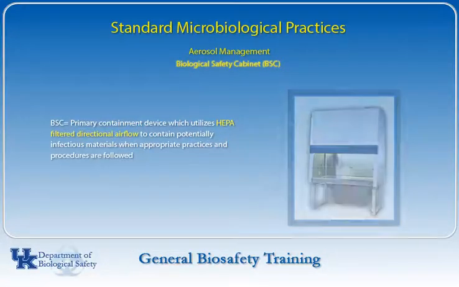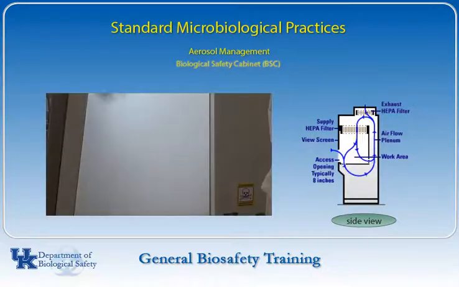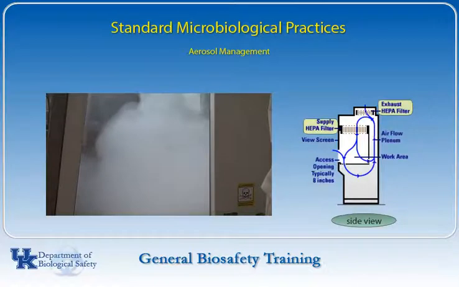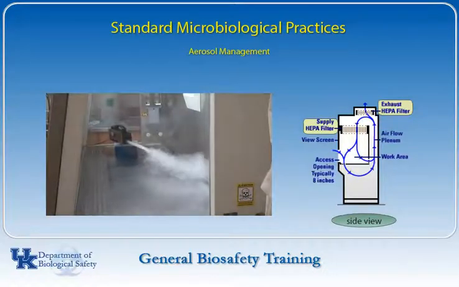common laboratory equipment. The diagram shows a version of the most common type of BSC on UK's campus, the Class II cabinet. A Class II BSC recirculates a portion of the air back into the cabinet, while the remaining portion is either exhausted out of the cabinet, back into the laboratory area, or, in the case of a ducted unit, out of the building entirely. All air is HEPA filtered before either recirculating back into the cabinet or exiting the BSC.